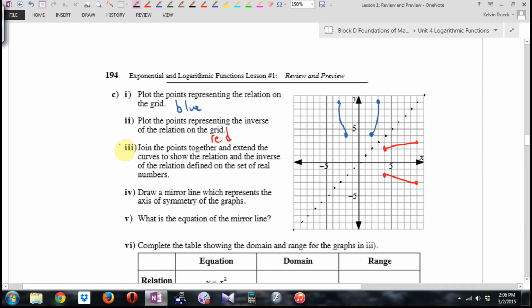So part 3 said join the points together. We did that. Part 4 said draw a mirror line. That's that dotted line that I've drawn in there. What is the equation of that line?